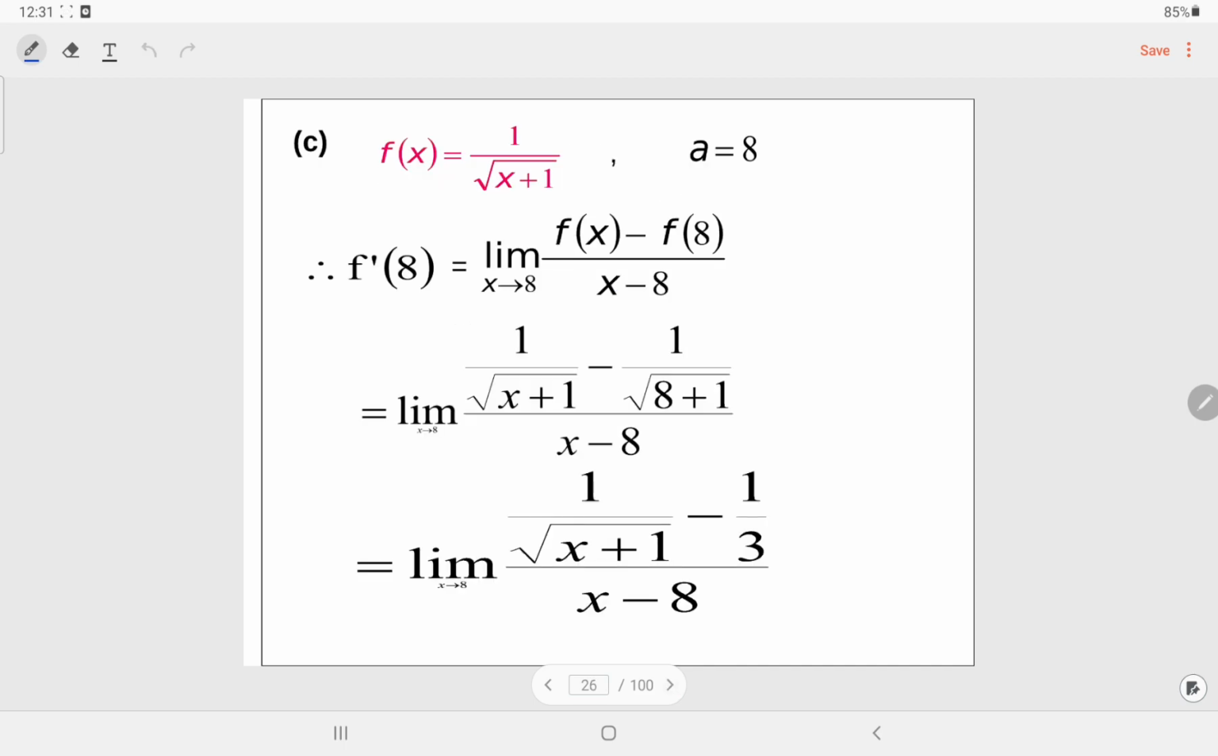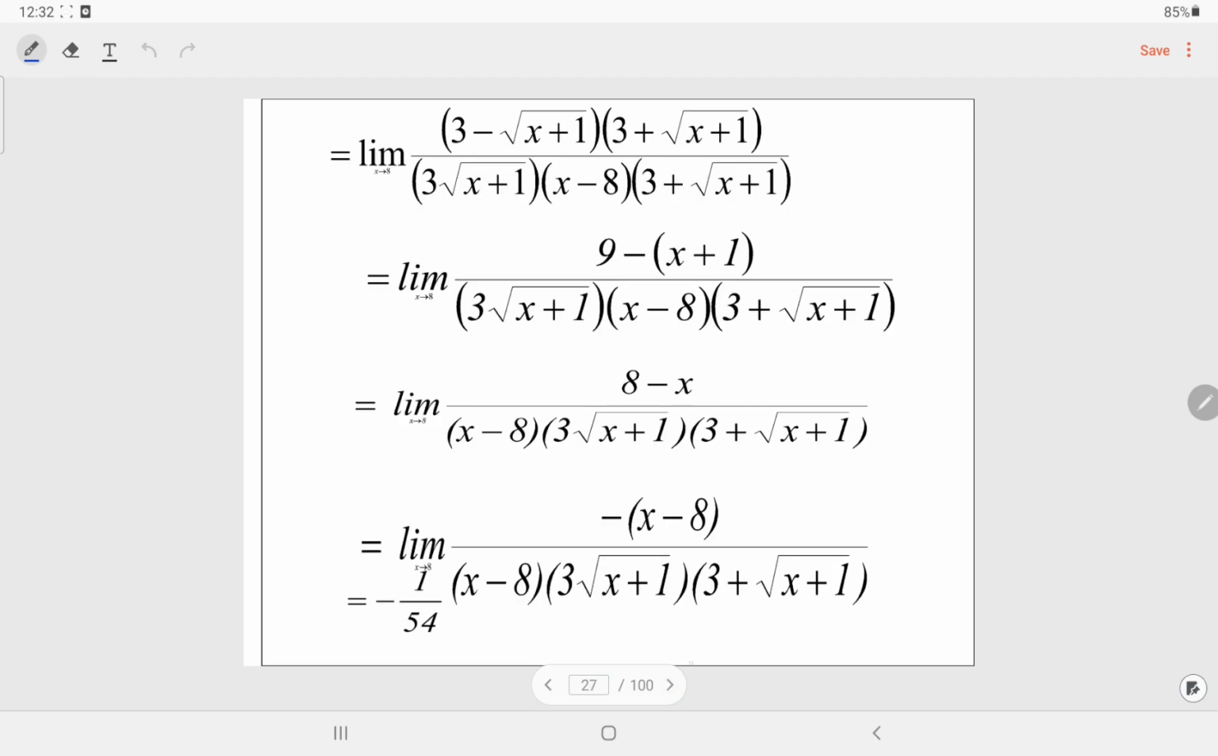And then the last one, C. Okay, we have a function at the point a equal to 8. So we substitute into the formula. We can solve this one. Okay, 1 over 9, so equal to 1 over square root of 9, so 1 over 3. We solve this one with its conjugate, and we can get this.